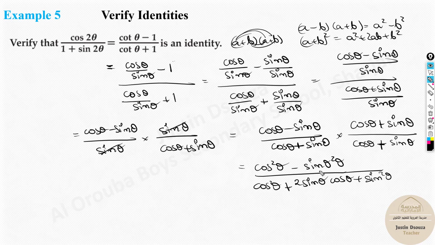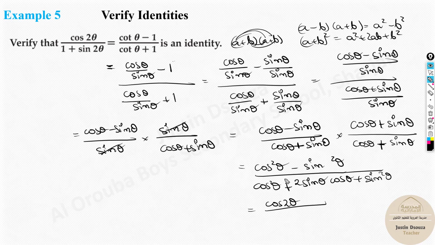Now, do you recall any of these identities? The denominator over here, sine square and cos square, what does that become? It becomes 1 because of the Pythagorean identity cos square plus sine square is 1. Sorry, I have to first do the numerator. What is cos square minus sine square? Cos square minus sine square is cos 2 theta.